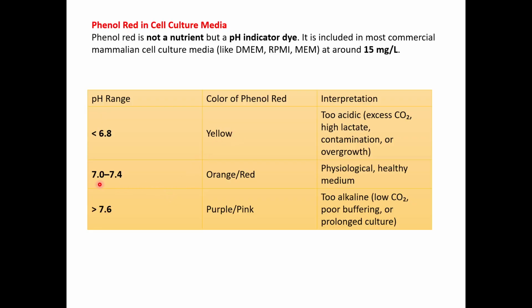So, if the media is in a pH range of 7 to 7.4, which is the optimum range, it will be orange or red, reddish orange. So, this is physiological and healthy medium. And if it is greater than 7.4, more at 7.6 and higher, the media will turn pink and then purple. So this suggests that the media is too alkaline, and there is low CO2 present, and there is a poor buffering system, and prolonged cell culture has taken place. So this is how you can interpret based on the different colors.